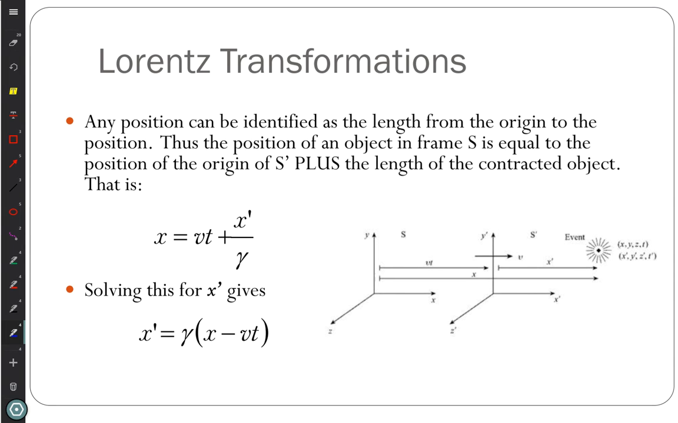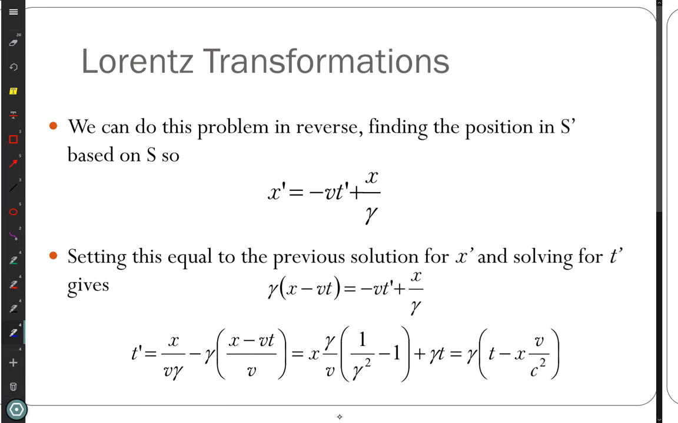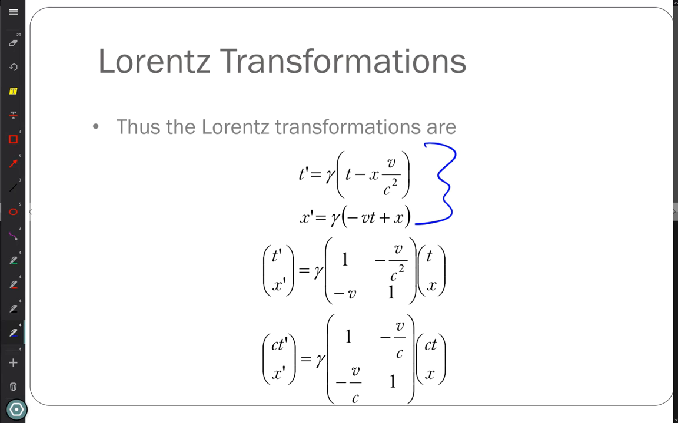I kept the slides here just so we have the process of using the length contraction and time dilation equations to get an equation that relates the position and time. So we have these equations here for how the time for an event and the position for an event change in one reference frame compared to another. What that is saying is, if you have an event that occurs at position x at time t, then in a different reference frame that's moving at speed v relative to that, it will occur at t' as calculated there, and x' is calculated there.